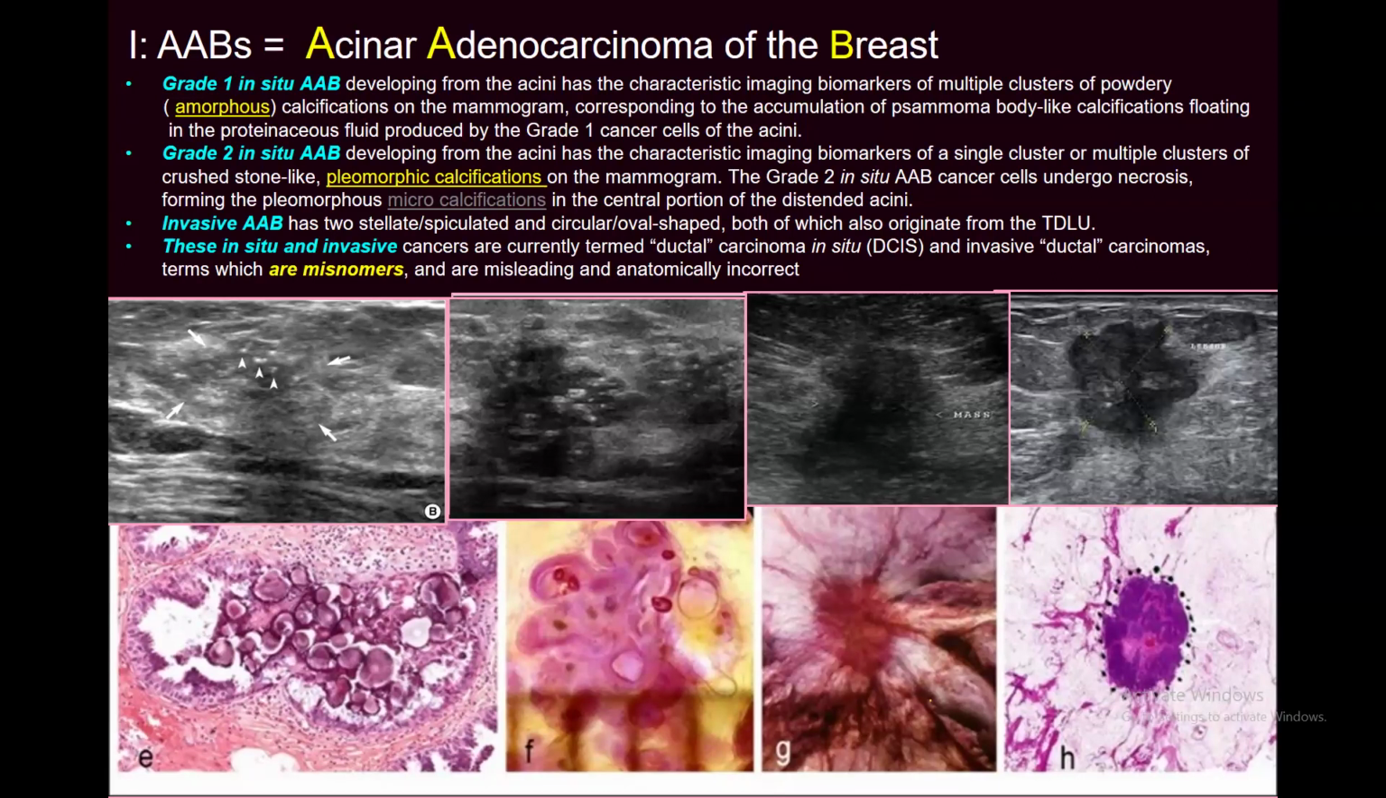Invasive acinar adenocarcinoma also has low grade and usually presents as spiculated or oval or circular lesions, as you have seen here. This is spiculated in histopath, and these echogenic lines represent spiculation on ultrasound, and this is a microlobulated mass, you see, corresponding to this. This is most likely representing invasive acinar adenocarcinoma.